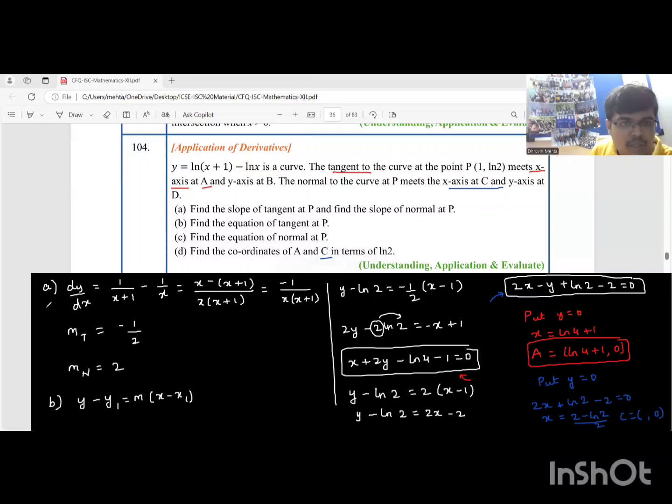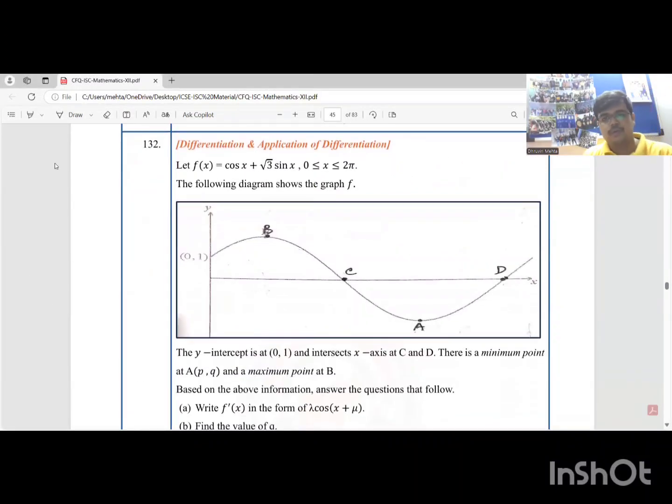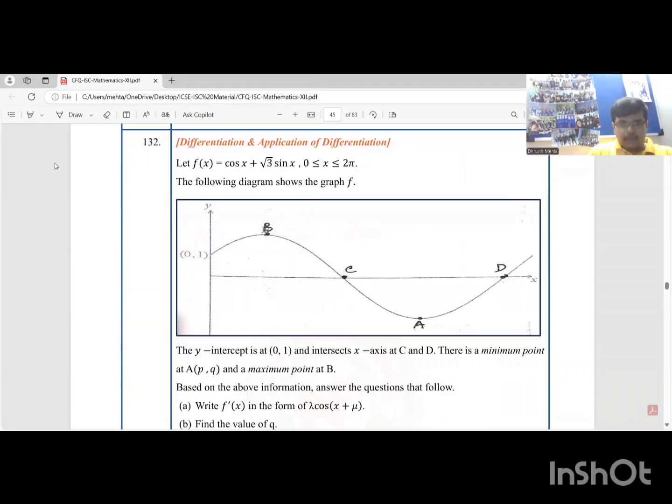With that, students, we complete this part as well. We'll proceed to the next one, which is 132. Oh, beautiful question, students. I love trigonometry, so this question is going to be super fun. A lot of subparts, so let us begin.